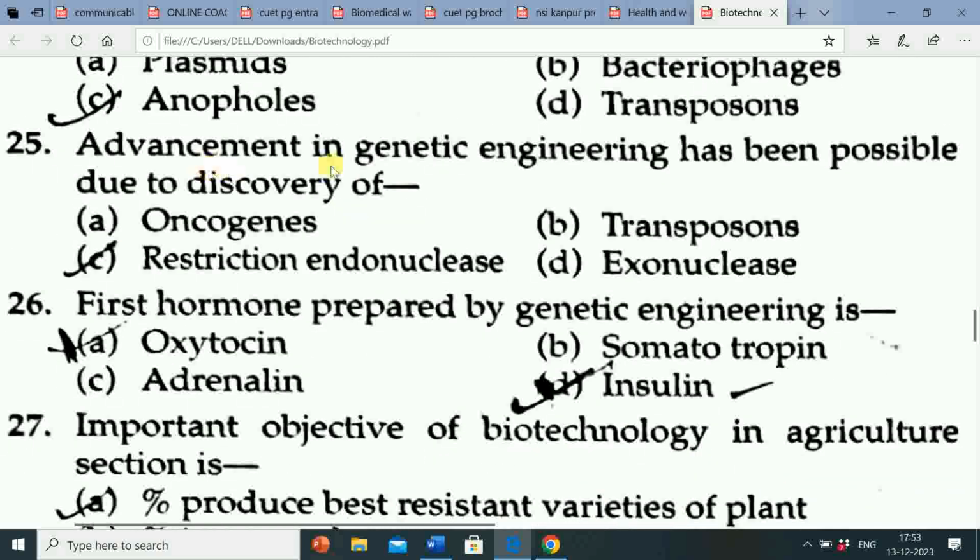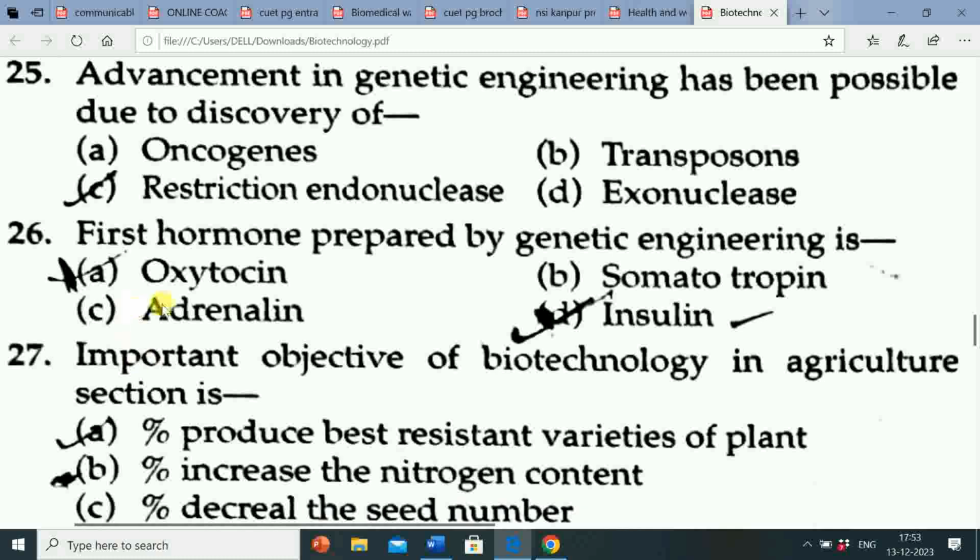The next question is: advancement in genetic engineering has been possible due to the discovery of: option A oncogenes, option B transposons, option C restriction endonuclease, option D exonuclease. So the correct answer is option C, restriction endonuclease. Advancement in genetic engineering has been possible due to the discovery of restriction endonuclease.